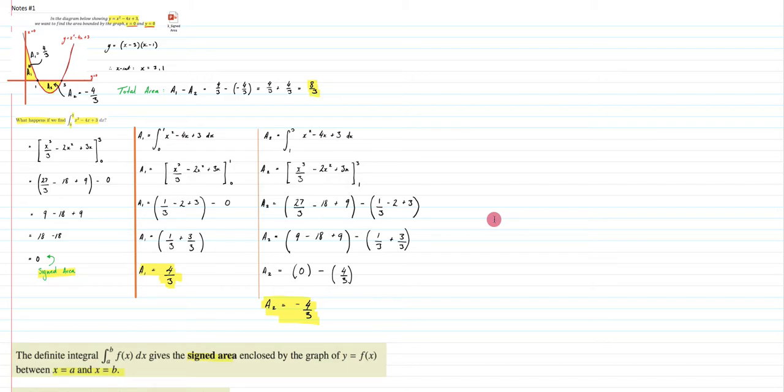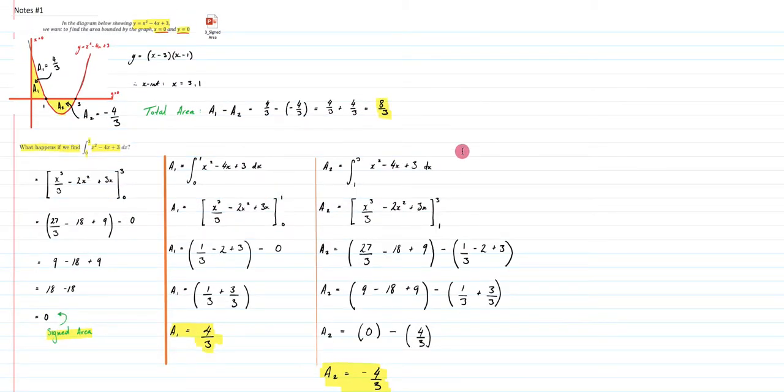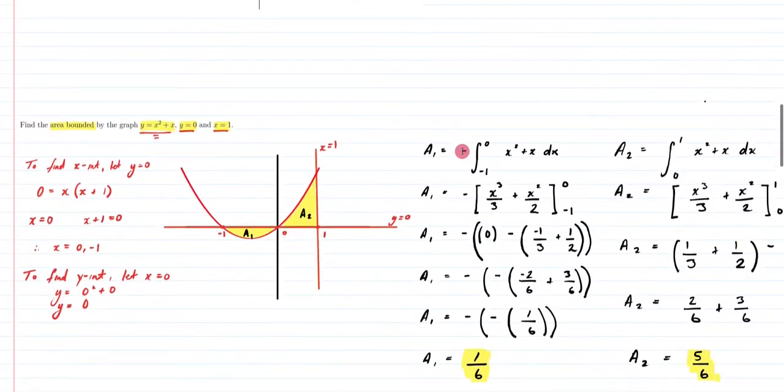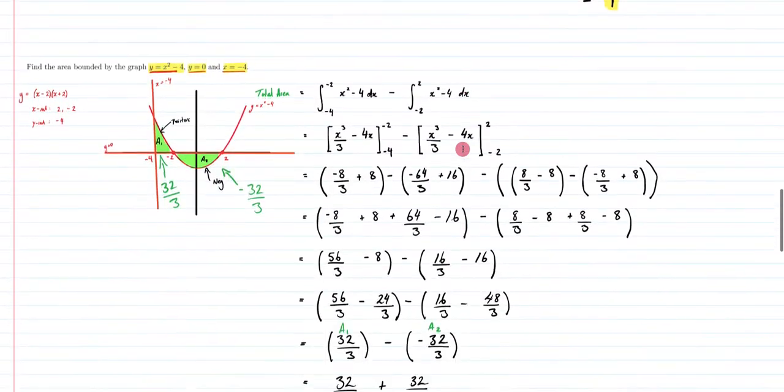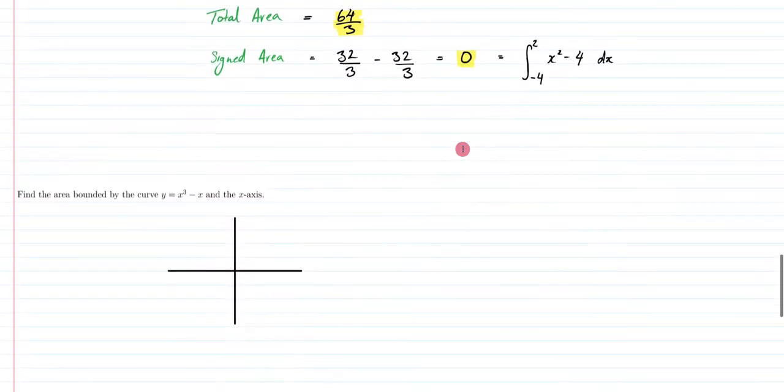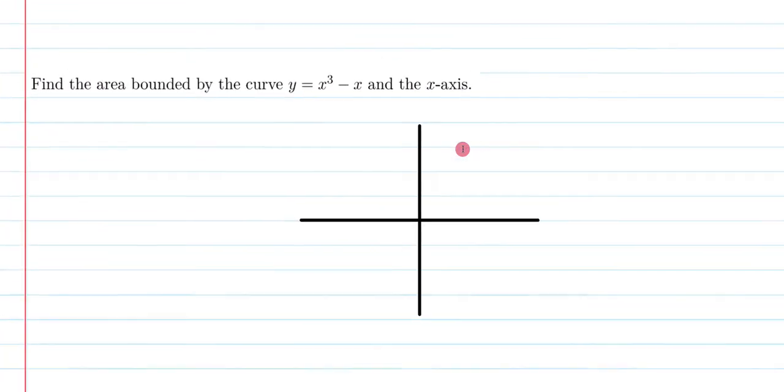Okay, so we are up to part 4 of this lesson, all about signed area. That was the first question we went through. That was the second question we went through. That was the third question we went through. And now we come to the fourth question right here.